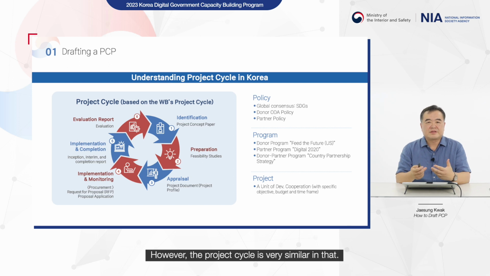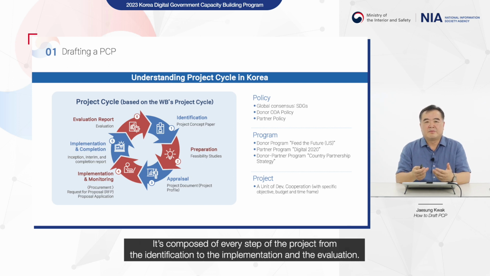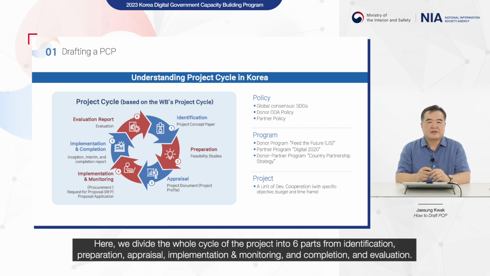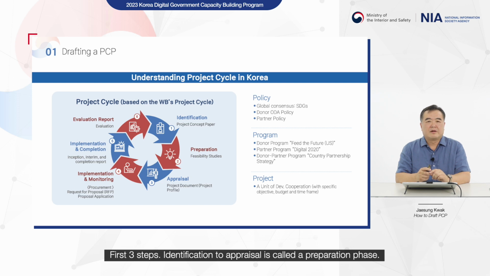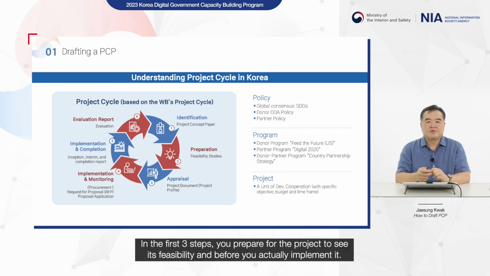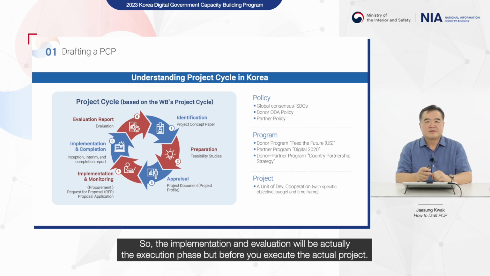However, the project cycle is very similar in that it's composed of every step of a project, from the identification to the implementation and the evaluation. Here we divide the whole cycle of the project into 6 parts: identification, preparation, appraisal, implementation and monitoring, and completion, and the evaluations. The first 3 steps, from identification to appraisal, are called the preparation phase. In the first 3 steps, you prepare for the project to see the feasibility, before you actually implement. So the implementation and evaluation will actually be the execution phase.